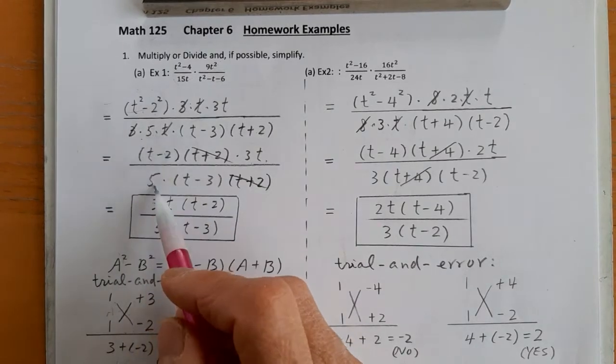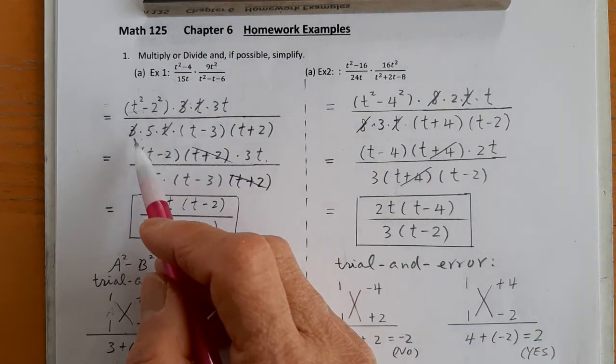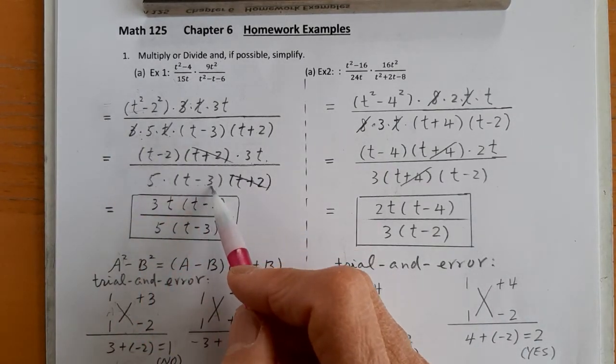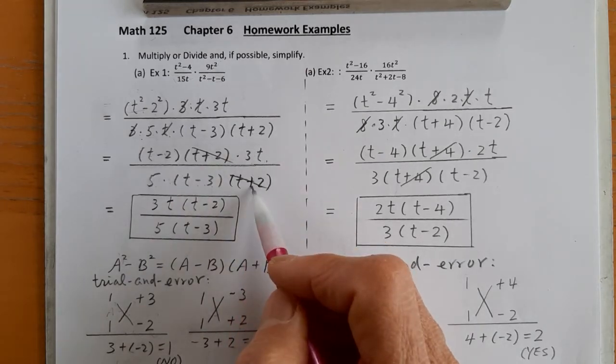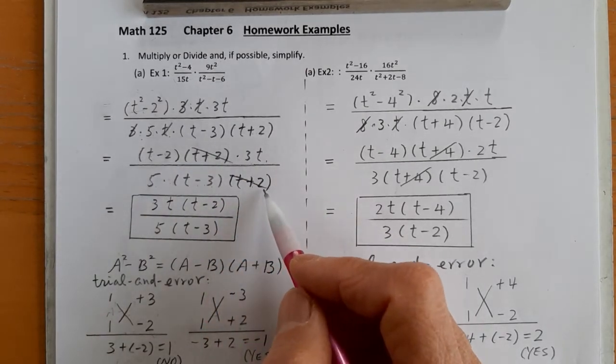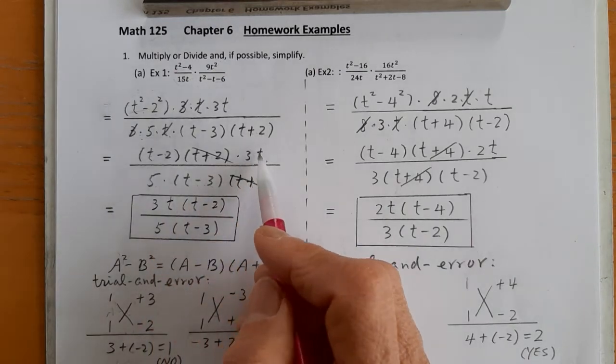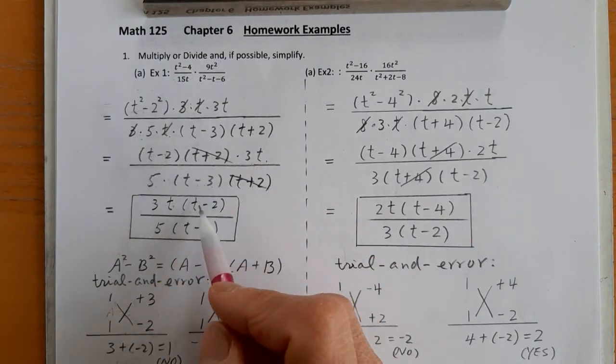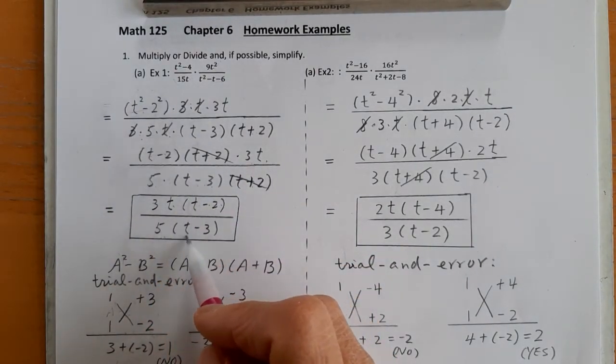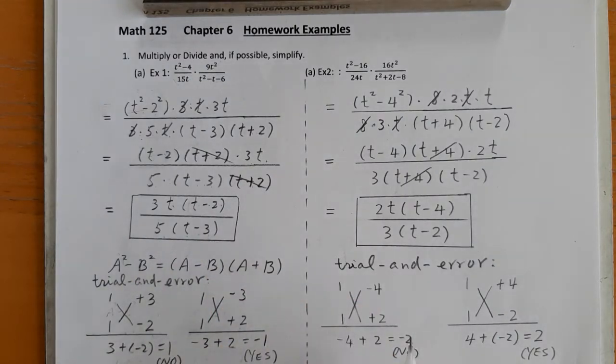And then in the denominator, 5 times 3t cancels, and (t minus 3) times (t plus 2). Then cancel t plus 2, the common factor. So remains 3t times (t minus 2), over 5 times (t minus 3). That's the answer.